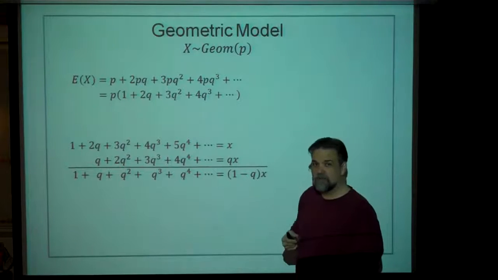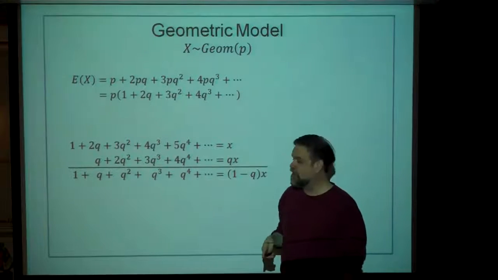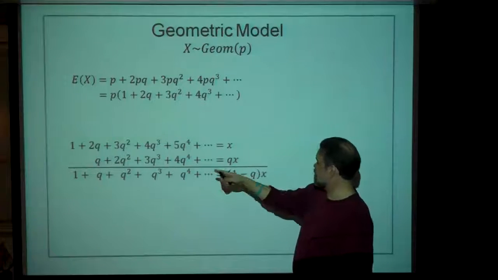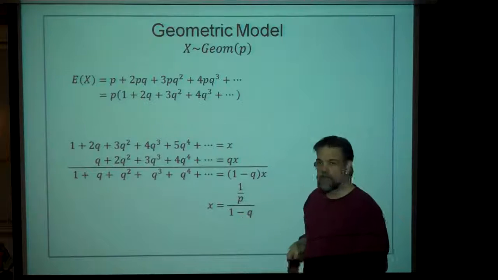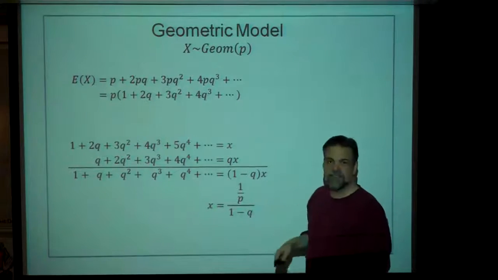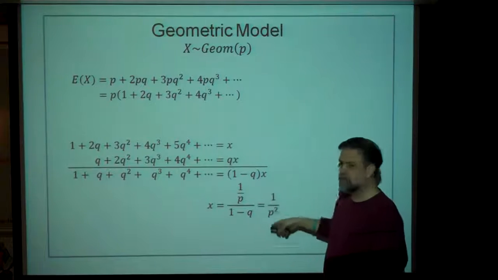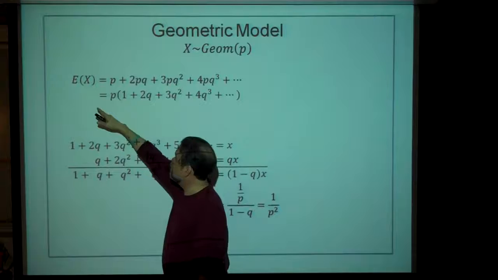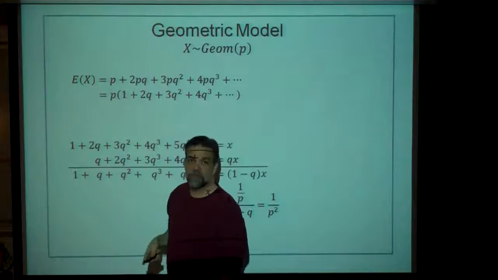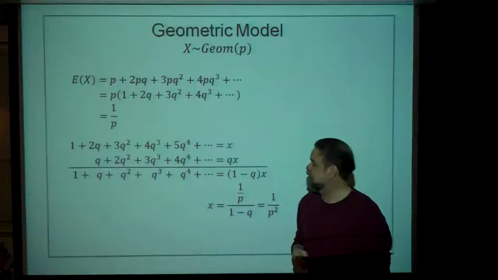And, use your memory a little bit, we know what this is. We just calculated it a second ago. It's 1 over p. And so dividing both sides by 1 minus q, I get x equals 1 over p divided by 1 minus q. And this, again, is just p. So it's 1 divided by p again, which is just 1 over p squared. That means my expected value of x is p times 1 over p squared, which is 1 over p. Got it. Got my expected value.